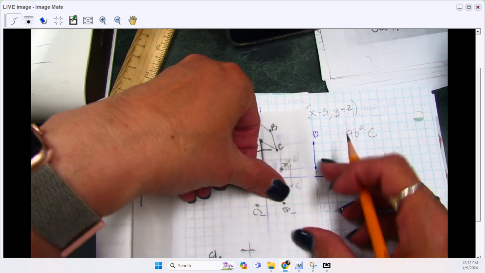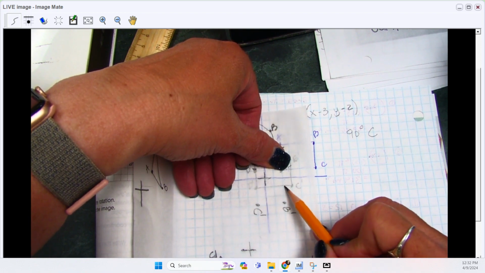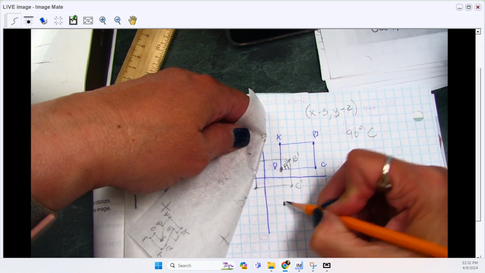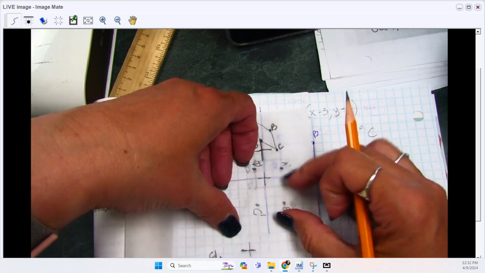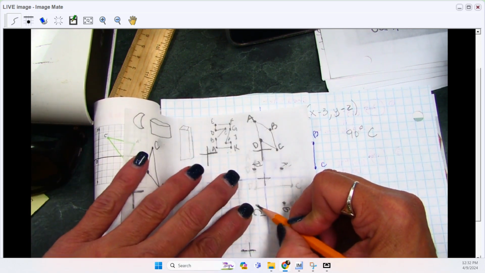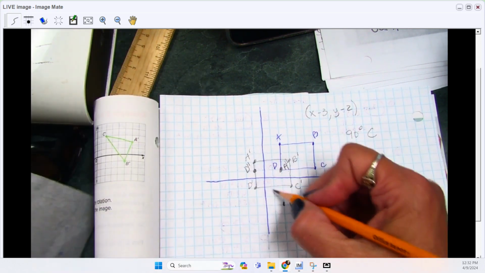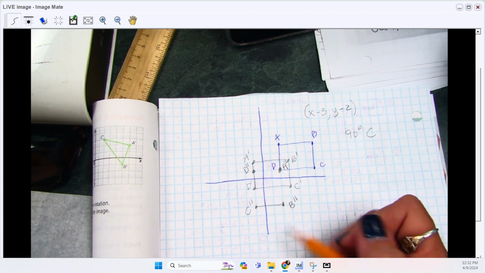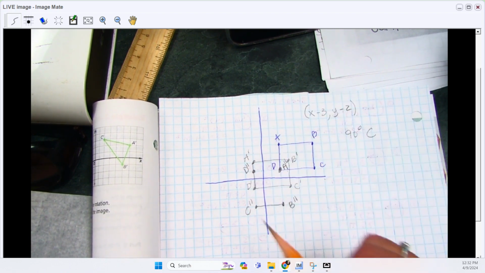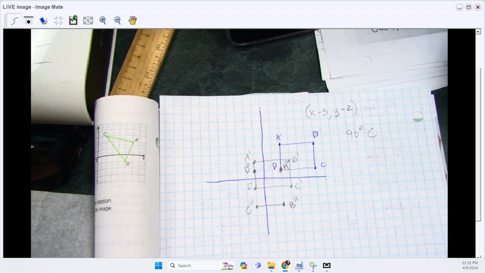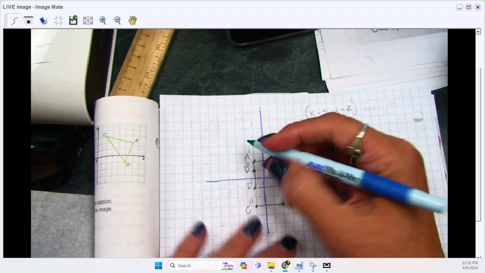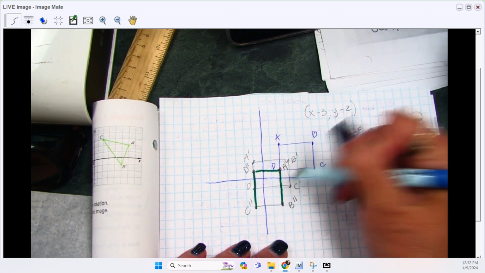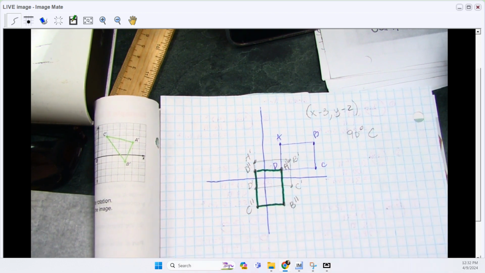Helps if I keep the paper straight. So this is 2, 1, 2, 3. I should have done a different color. I know. B double prime. And C double prime is going to be negative 1, negative 3. So I definitely should have a different color, but I don't see any other color. Oh, here. There we go. And that's where it would end up.